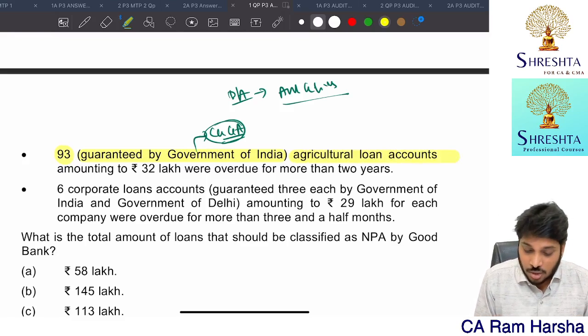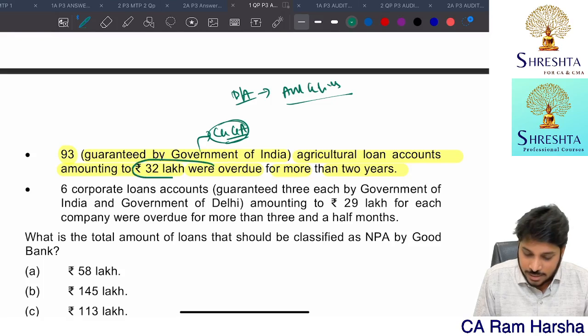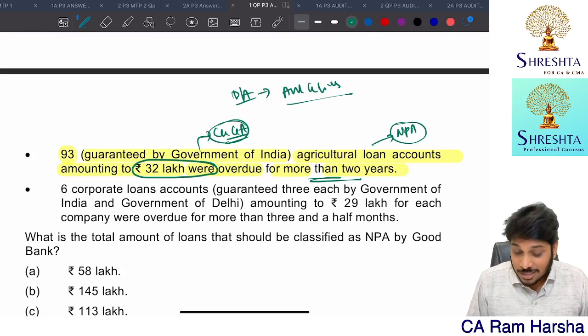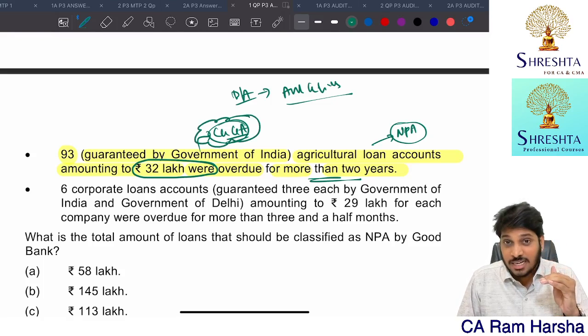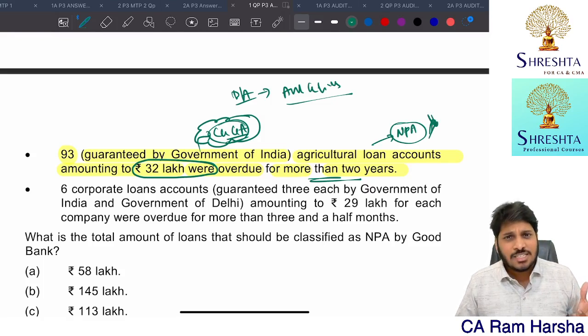93 agricultural loan accounts amounting to 32 lakhs were overdue for more than 2 years. So all 93 loans put together, the total amount is 32 lakhs, overdue for more than 2 years. Technically speaking, it's an NPA. But if an advance is guaranteed by the central government, it's called a central government guaranteed advance, and NPA provisions will not apply. We don't classify this as NPA.